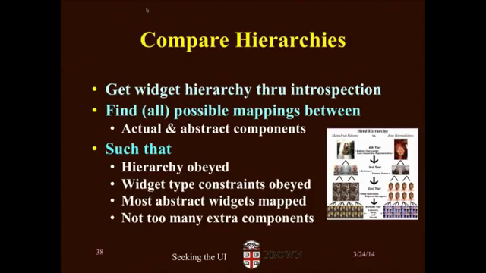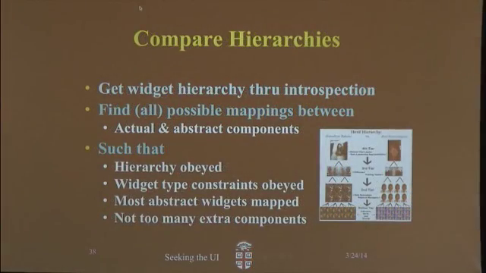And then the matching has to obey the hierarchy. So it says this is nested in, we have to be nested. The type constraints are obeyed. Most of the abstract widgets are mapped, and there are not too many extra components. You know, we're a little fuzzy here. And there are reasons for being fuzzy, and I'll get to them.